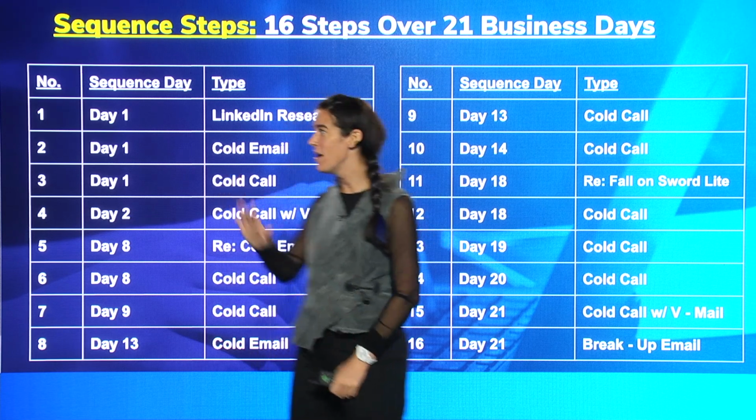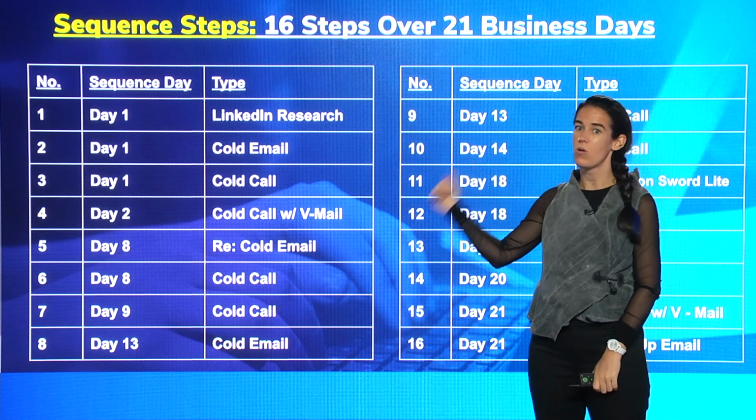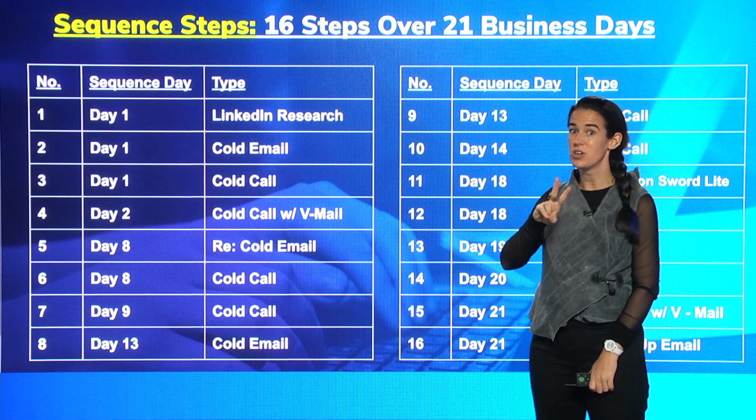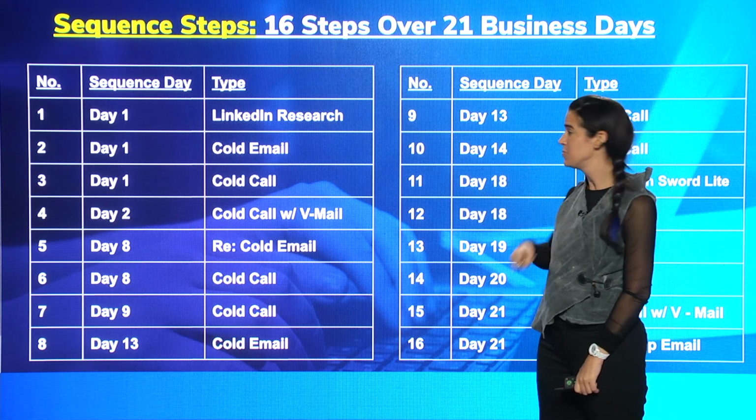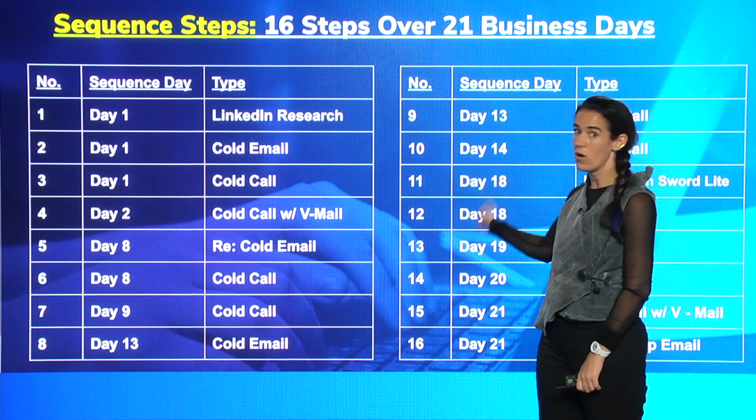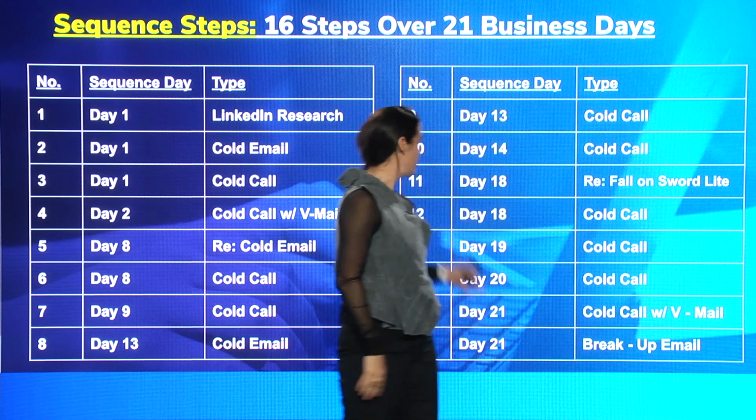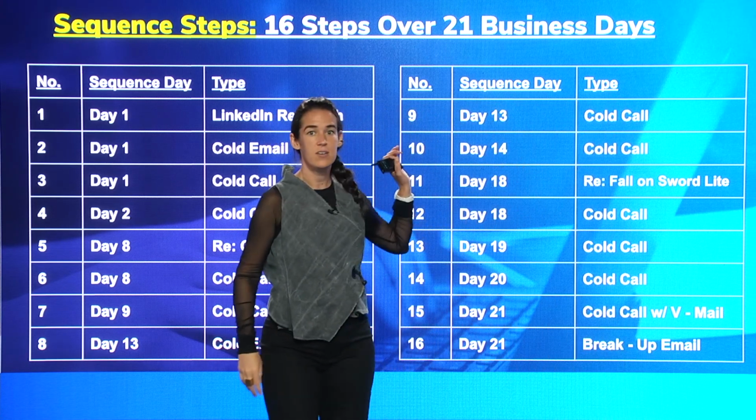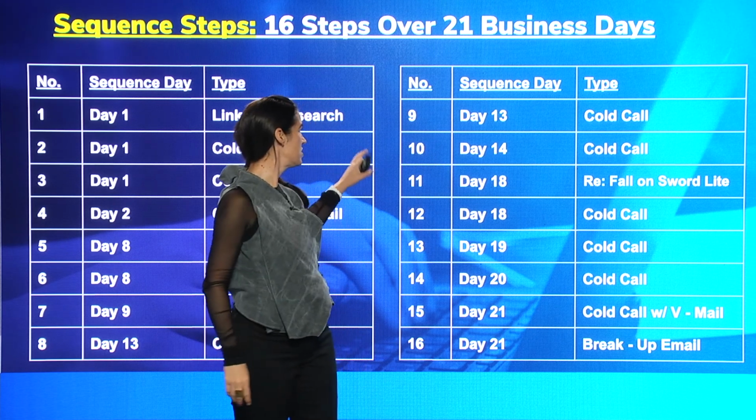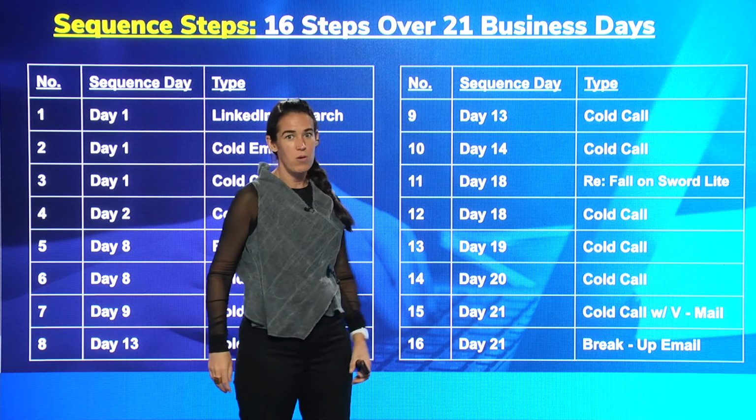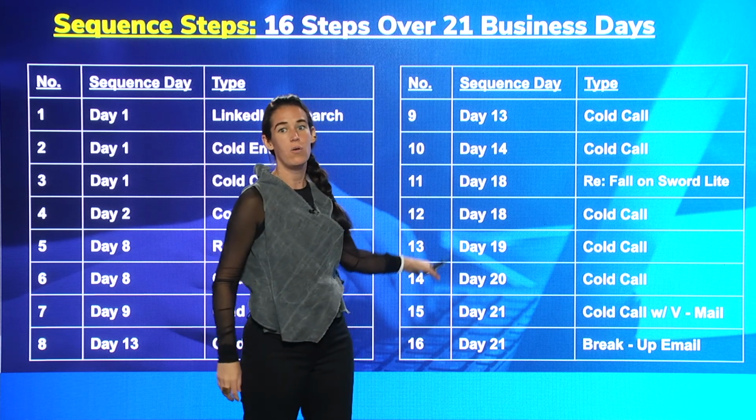So there's 5 pods. Pod number 1 starts on day 1: cold email, cold call, cold call. Pod 2 starts at a 6-day delta from your first pod. Business days, by the way. Cold email, cold call, cold call. Pod 3 starts at a 4-day delta on day 13, 13, and 14. Cold email, cold call, cold call. I think you're seeing a pattern. Pod 4 starts at a 3-day delta. Cold email, cold call, and then you finish on pod 5 immediately. So cold call, cold email.